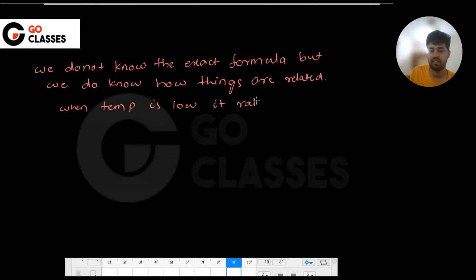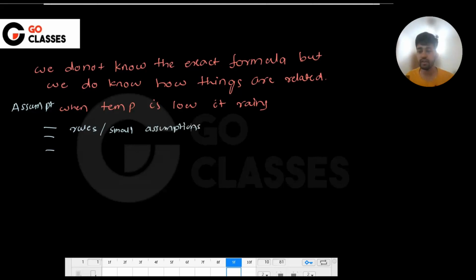Again, this is my assumption. My assumption is that when temperature is low, it rains. Or another assumption can be when wind speed is so and so, it rains, and so on and so forth. So I can basically come up with certain rules, or small formulas, or small considerations, small assumptions which I believe are correct and which apply to this problem, right?